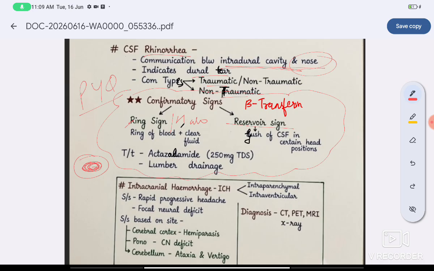Another thing seen in lab investigation is beta transferrin. It is an important marker that helps you to identify the CSF. This is a PYQ from NEET 2022. So please keep this in mind.